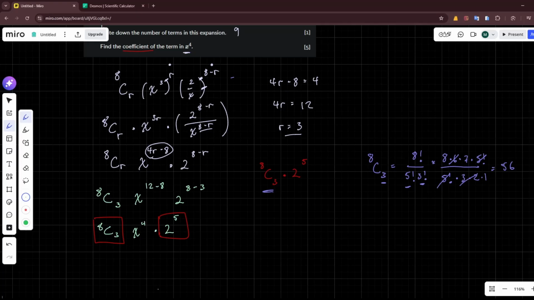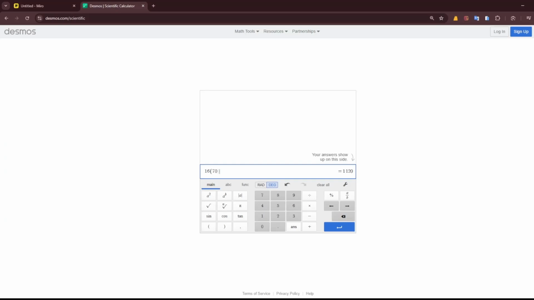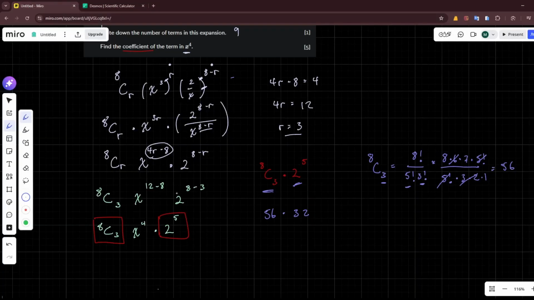And then 2 to the 5th, so we're going to have 56 times 2 to the 5th, which is going to be 32. And if we multiply those together, we need to do this in the calculator, 56 times 32, 1,792. Just like that. And that would be our coefficient in front of the x to the power of 4 term.